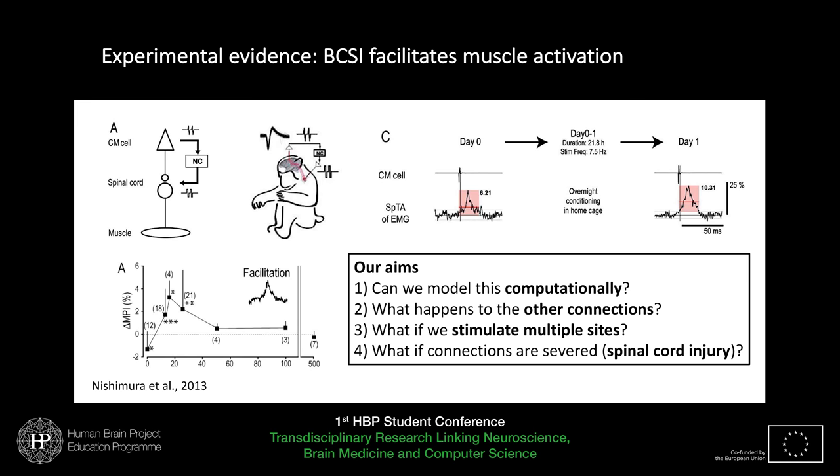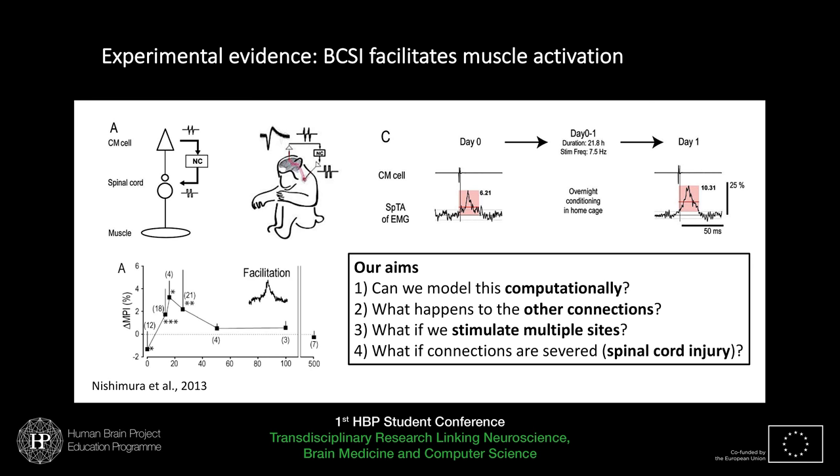So I thought, well, how can I help? This is an amazing scientific community, and I would like to do something. So I thought, we can try to use a simple model that already existed, with the help of my supervisors, and try to answer this question. How can we model this computationally? Because we want to know more. We just know that something is happening, it's potentiating, but we want to know something more.